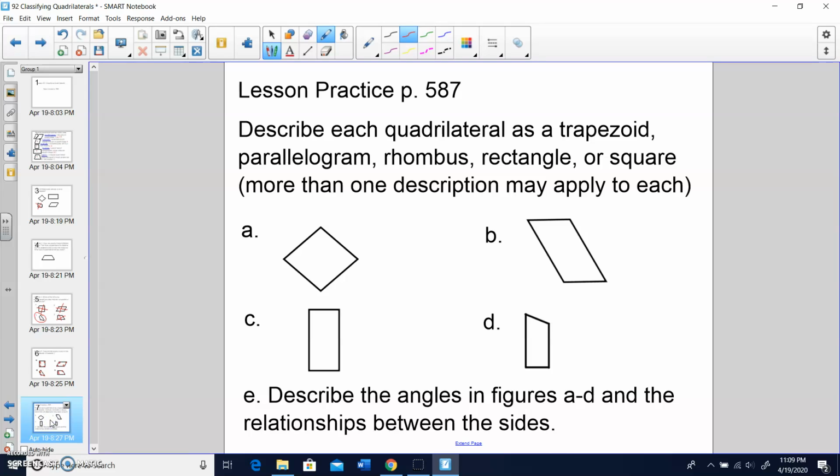Moving on to lesson practice. At the bottom of page 587, describe each quadrilateral as a trapezoid, parallelogram, rhombus, rectangle, or square. Okay, so A. Is it a trapezoid? So a trapezoid would have only one set of parallel sides. Does this only have one set of parallel sides? Here's parallel, here's parallel. So it has two, so it's not a trapezoid, but instead it would be a parallelogram.